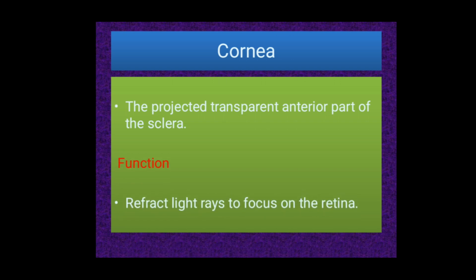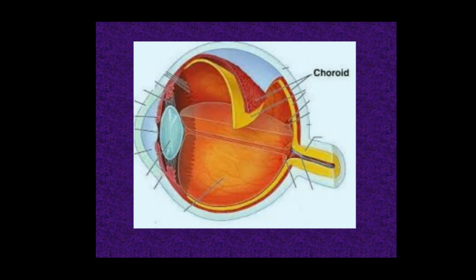The major function is to refract the light rays to focus on the retina. So what is it formed from? It is actually the modification of sclera. And what is the function of cornea? Refract light rays to focus on retina. So it helps in focusing the light rays onto the retina.